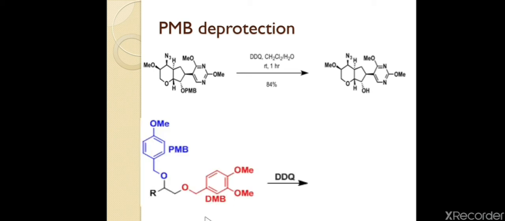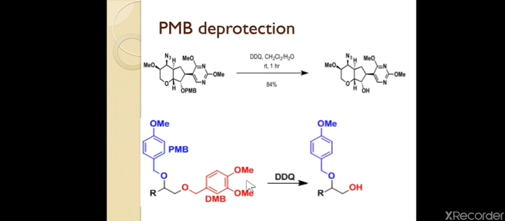So I have a question for you guys. If I have paramethoxy benzyl and dimethoxy benzyl, paramethoxy benzyl and dimethoxy benzyl, so I have two methoxy groups over here and one over here. If I treat this molecule with DDQ, what will be the final product?